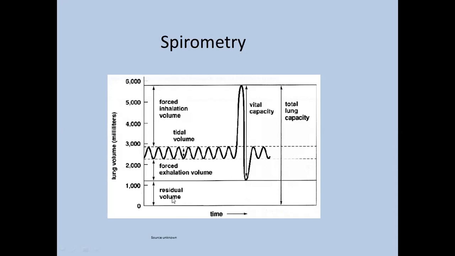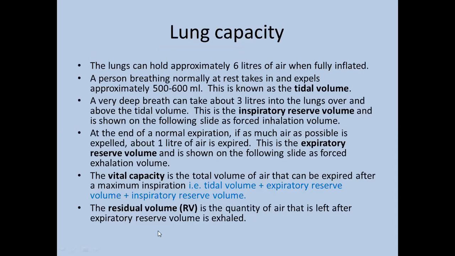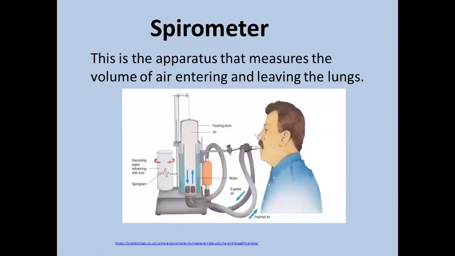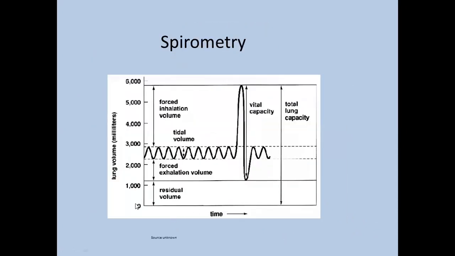But we've got this little bit of air here. It's just over a liter, and it's called residual volume. Residual volume is the quantity of air that is left in the lungs after expiratory reserve volume is exhaled. In other words, no matter how deeply a person breathes out, there's always a small quantity of air left behind in the lungs. For this person, it was just over 1,000 milliliters, just over a liter of air.